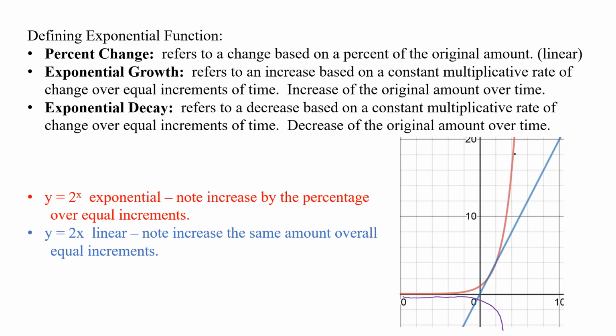Now, in this case, we have the red one is y equals 2 to the x. It's exponential. And we know it's increased by the percentage over equal increments. Now, y equals 2x is just our straight line here. And it's increased by the same amount over equal increments. Okay. So this one we had to multiply the original amount by percent. This one is just equal amount every time. So you go over one, up one, over one, up one, over one, up one.